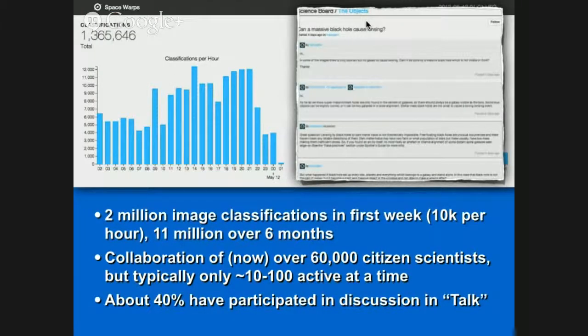Okay, so when we launched this in May, we had 2 million classifications in the first week. And then the first data set, we ran it over about 6 months, and in the end ended up with about 11 million classifications from about 30,000 citizen scientists at that point. And it turns out 40% of them, I think, have taken part in discussion and talk. You can't really read this very well, but if you go and look at the slides later, you'll see this is an interesting discussion on talk about can massive black holes cause lensing. So this is good because it's a research question.